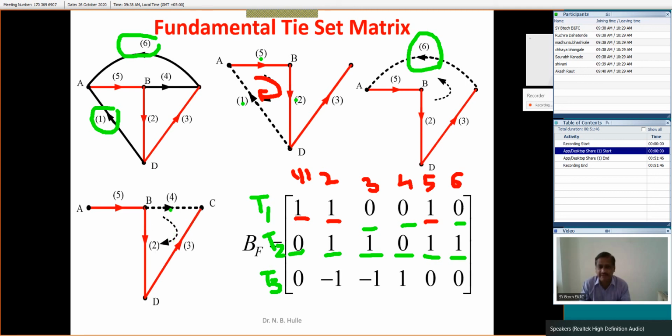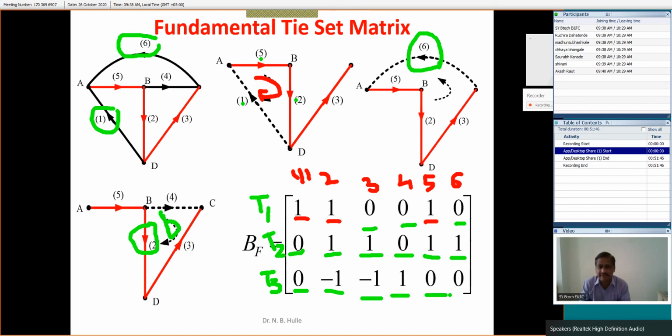Is it right? Now, if we are preparing this row number 3, which is related to tie-set number 3, look at the entry for branch number 1. It is 0, because that branch is not part of this particular tie-set. Is it right? Okay. Then next is branch number 2. Branch number 2, its direction and the direction of this loop current are opposite, because it is downward, and if I'm taking this as the loop, its direction is coming to be upward. That's why that entry is -1. For branch number 3, again, loop current is downward, this branch current is upward, that's why its entry is again -1. For branch number 4, its direction is the same as this loop current direction, that's why its entry is +1.